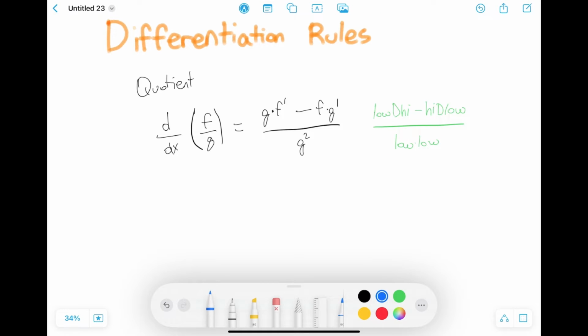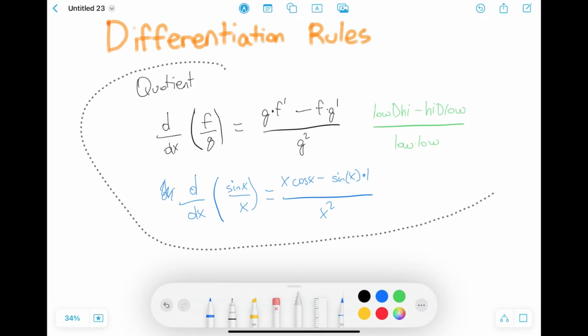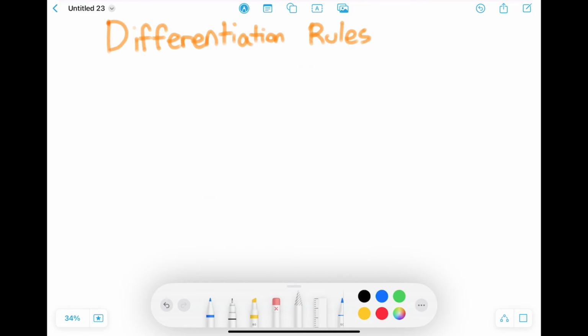So for instance, if we're taking the derivative of, let's say, sine of x over x, this is equal to x times cosine x minus sine of x times 1, over x squared, just like that. So that covers each of our four main operations: addition, subtraction, multiplication, and division.